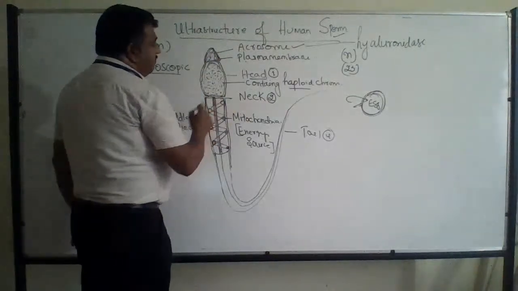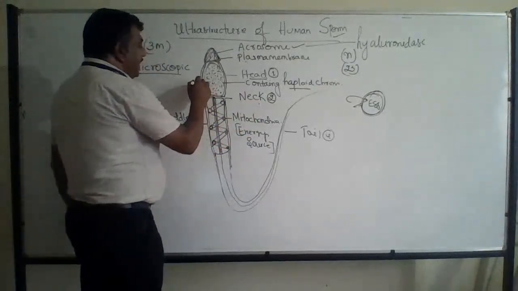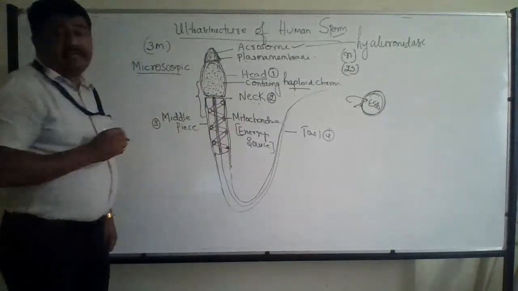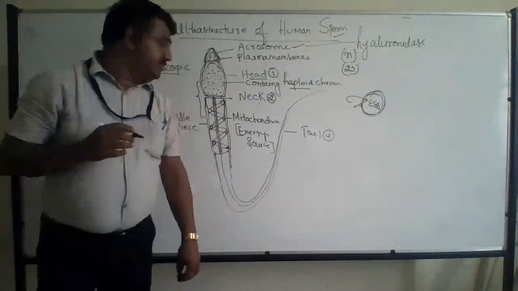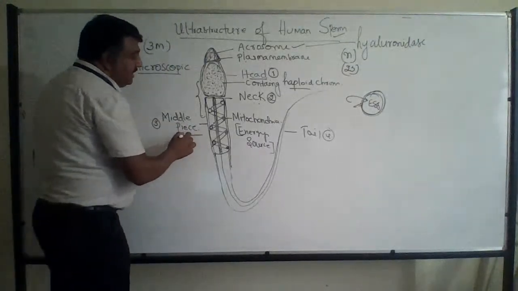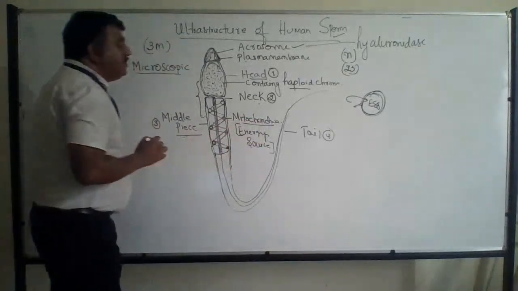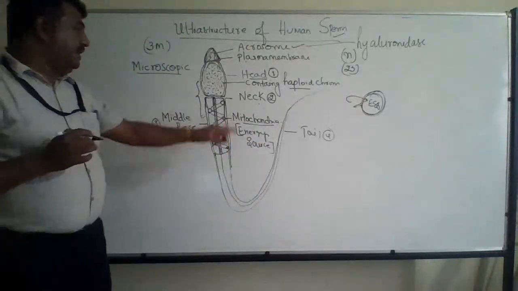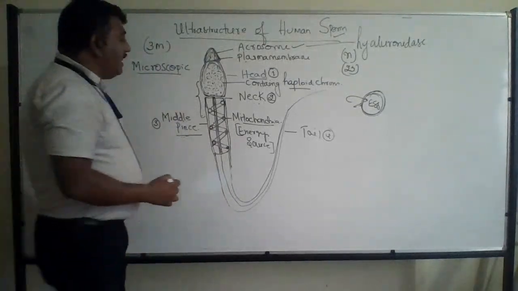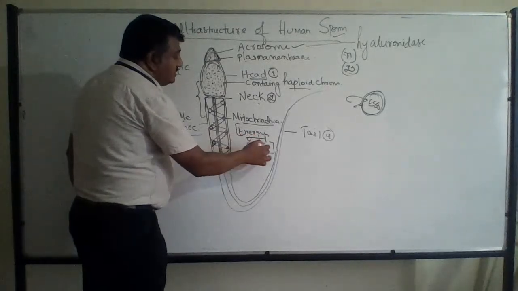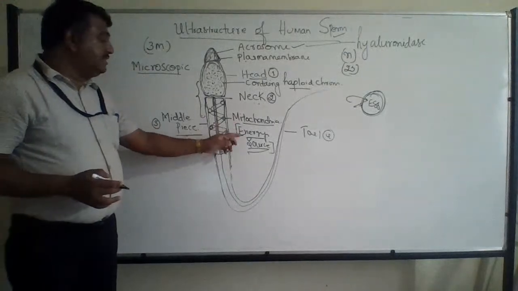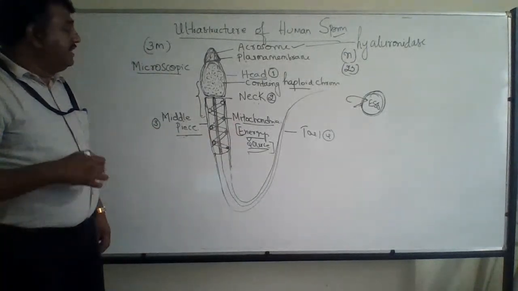Next is the neck part. The neck connects the head and the middle piece. And the third part is the middle piece. The middle piece contains numerous mitochondria, and these mitochondria are the energy source for the motility of the sperm.